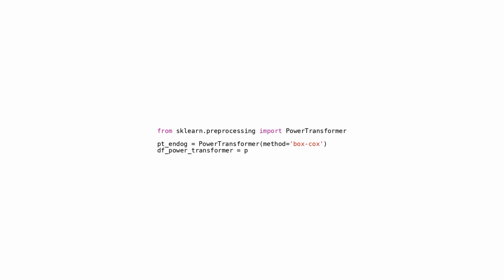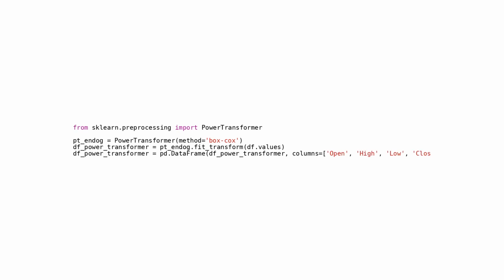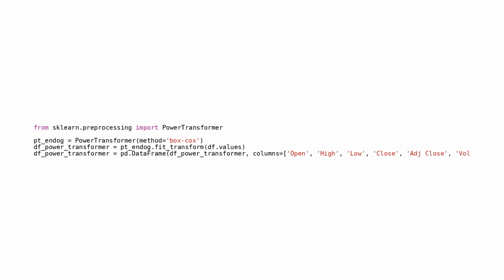This code utilizes the PowerTransformer tool from Scikit-learn to apply a Box-Cox transformation to the dataset df. This transformation is used to make the data distribution more similar to a normal distribution. The resulting modified data is saved in a new data frame named df_power_transformer, with the specified column names: open, high, low, close, Adj Close, and volume.